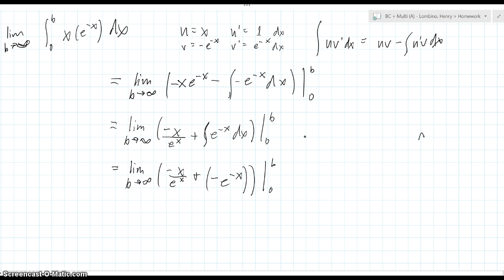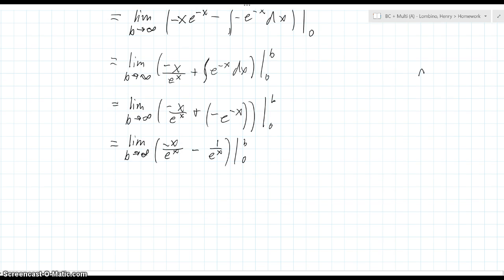And now I'm going to simplify this just a little bit more and do limit as b approaches infinity of negative x minus 1 over e to the x. Okay, so that's where we're at now, and that's from b to 0. So now we need to plug in the b and 0, that part, and do that part. So that all equals limit as b approaches infinity.